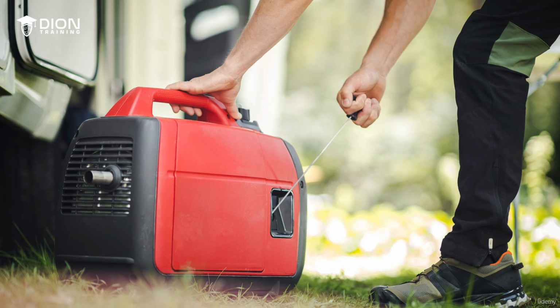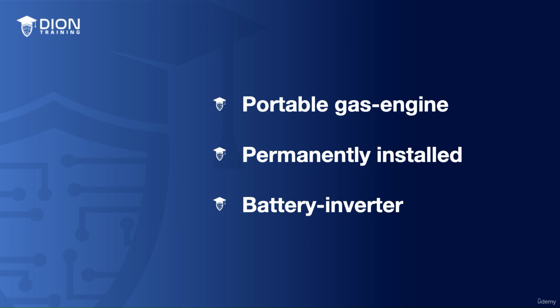Now, some smaller generators can provide just enough power for things like emergency lighting, while larger commercial backup generators can actually power your entire building or at least large portions of your building and its systems. Generators are going to come in three main varieties: portable gas engine generators, permanently installed generators, and battery inverter generators.